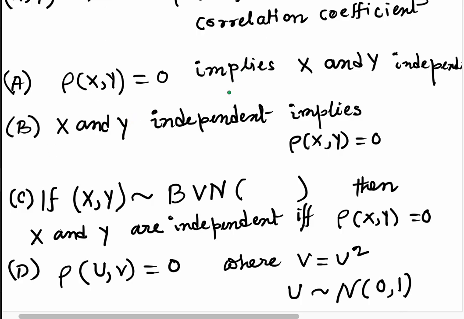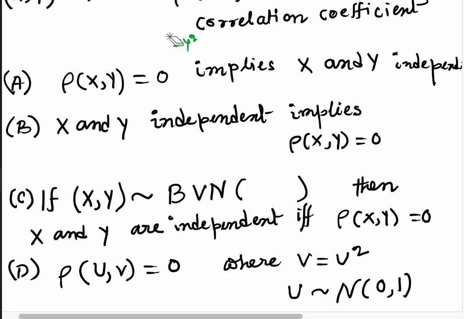So rho(X, Y) = 0 implies X and Y independent. No, this statement is not correct. Rho(X, Y) = 0 means they are not dependent in a linear manner, they are uncorrelated. So you cannot write X as a linear function of Y. It doesn't imply that X and Y are independent. It may happen that X equals Y squared, where still rho(X, Y) equals 0, but X and Y are not independent. So A is not true.